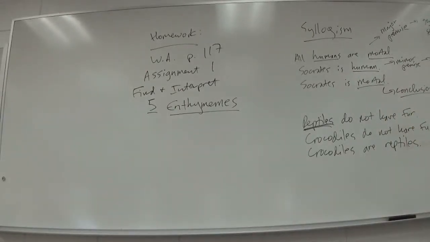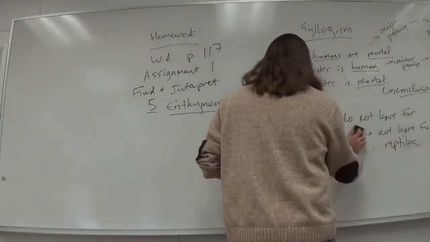Now, an enthymeme is a syllogism in which either one of the premises or the conclusion is implied rather than directly stated. So an enthymeme sort of works by suggesting to you some other idea, some linking idea that's supposed to be in there but is absent, right? So let's play with a couple of examples here.